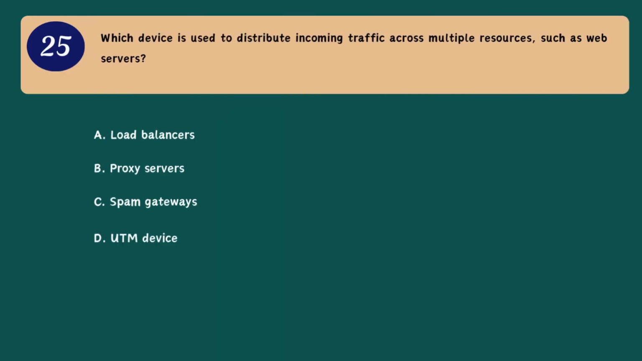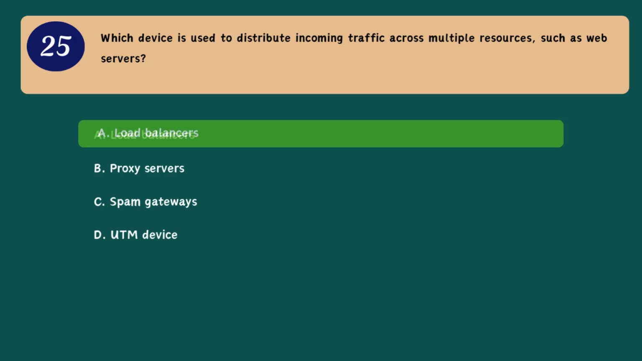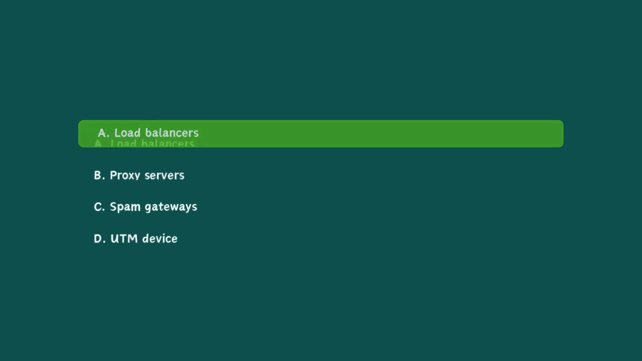Question 25. Which device is used to distribute incoming traffic across multiple resources, such as web servers? A. Load balancers. B. Proxy servers. C. Spam gateways. D. UTM device. Correct answer. A. Load balancers.